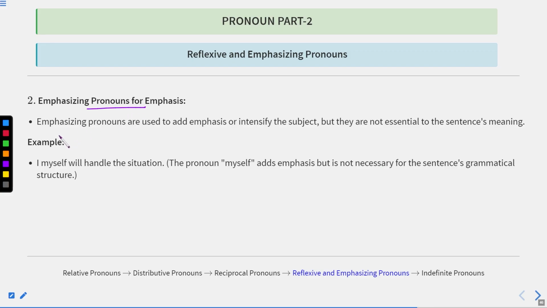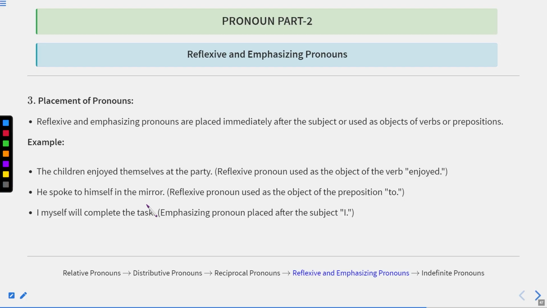Emphasizing pronouns for emphasis. Emphasizing pronouns are used to add emphasis or intensify the subject, but they are not essential to the sentence's meaning. I myself will handle the situation. Or I can say, I will handle the situation. But I cannot say, myself will handle the situation. We cannot begin the sentence using a reflexive pronoun.